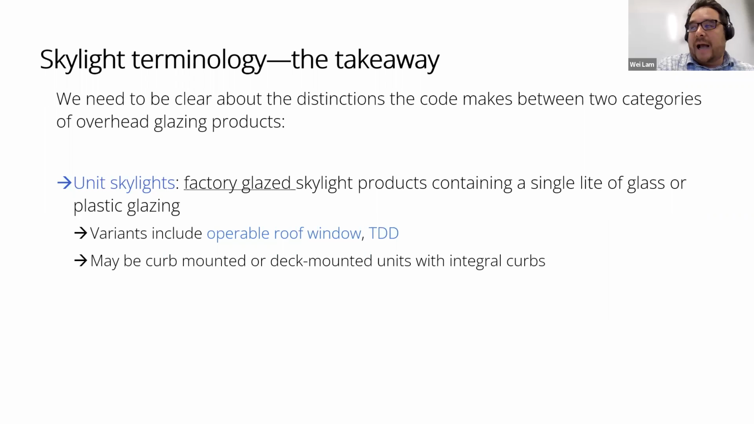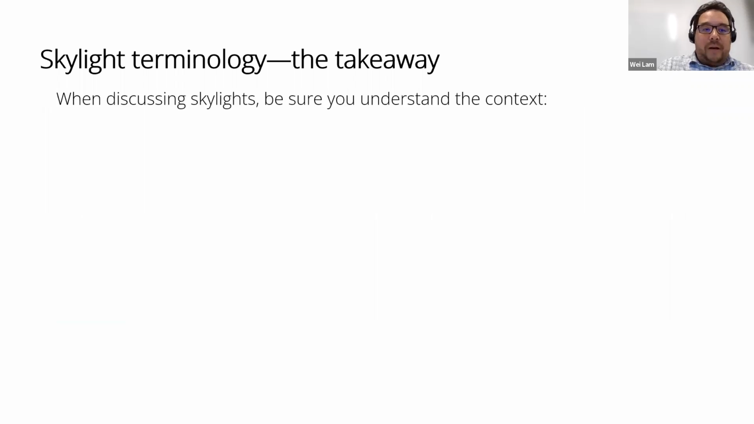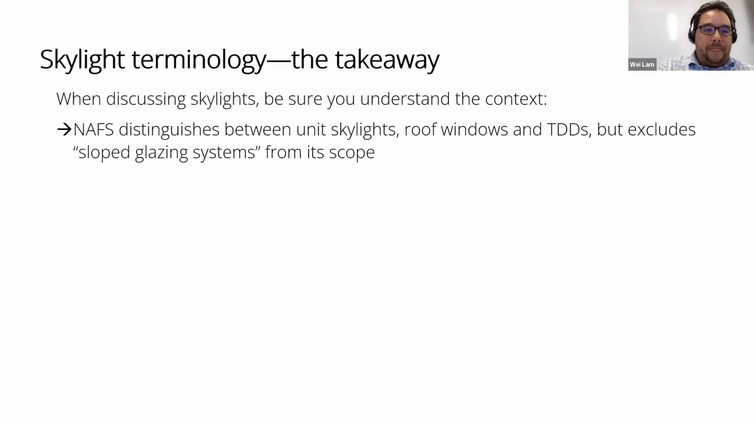Unit skylights are factory glazed units. They might include operable roof windows or the tubular daylighting devices, and they may be curb or deck mounted units with integral curb. So again, what's commercially available and through retail outlets, like a Velux skylight. Slope glazing is typically field glazed and contains multiple lights of glass or plastic glazing. And we'll talk about the framing in a little bit here.